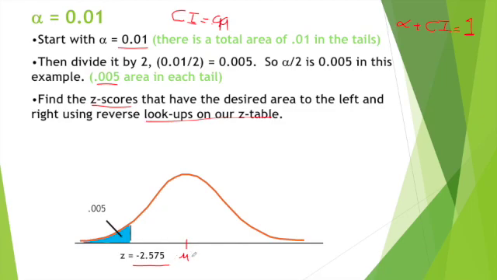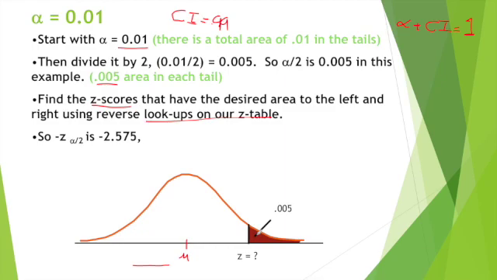Now, it's going to be the opposite for our other side over here. Now I have 0.005. But remember, when I look up a value in a z-table, it gives me the area to the left of my z-table value. So that means this area over here is 0.995. If I look that up in a z-table, I would find a z-table value of 2.575.